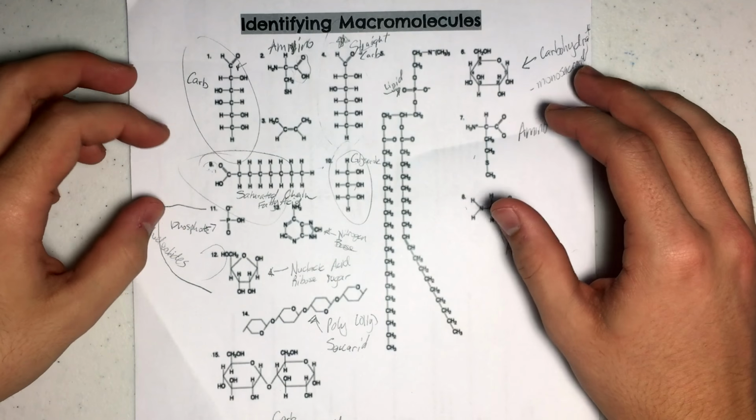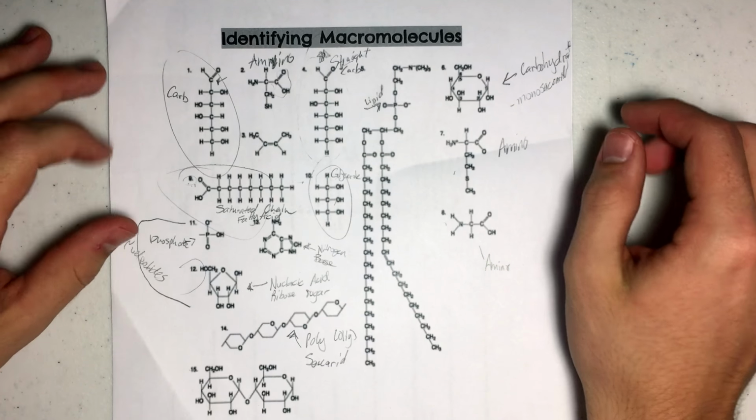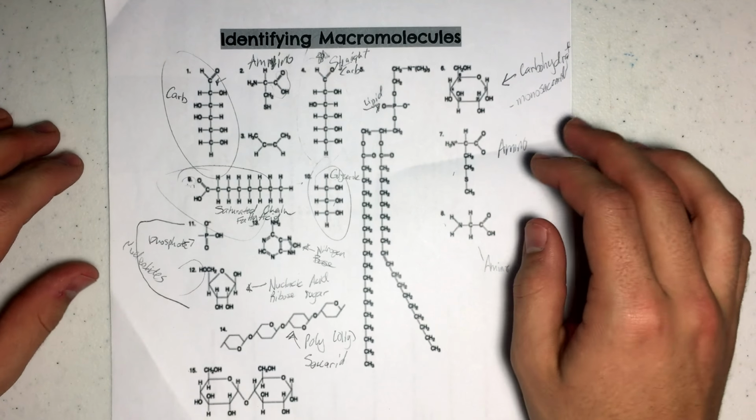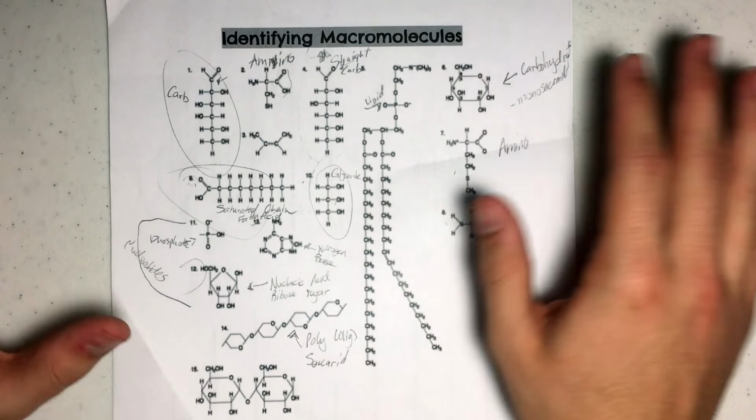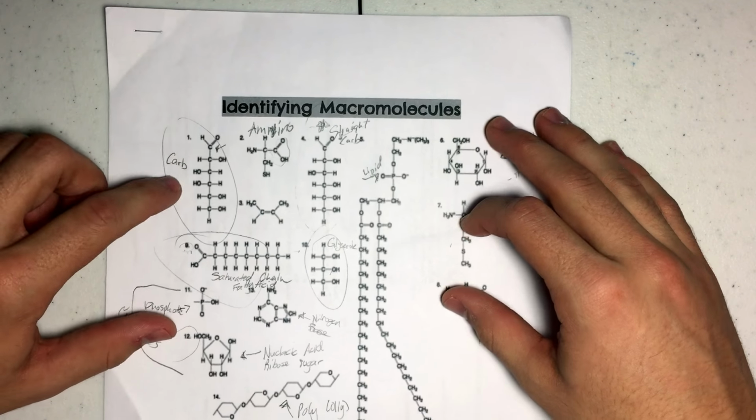Okay, so this is just going to be a macromolecule review going over everything, kind of tagging on to the end of what happened yesterday in the basic macromolecule stuff. So now we're going to try to identify some macromolecules based on what they look like in their structure. So right here, number one, we have a carb, but it doesn't look like a carb.